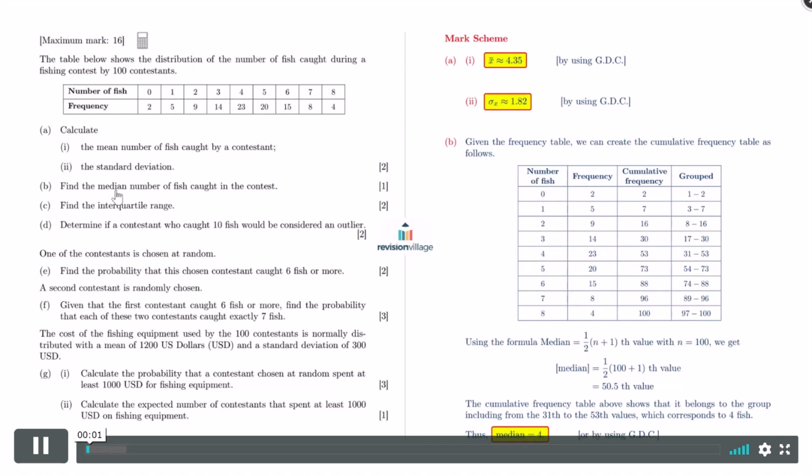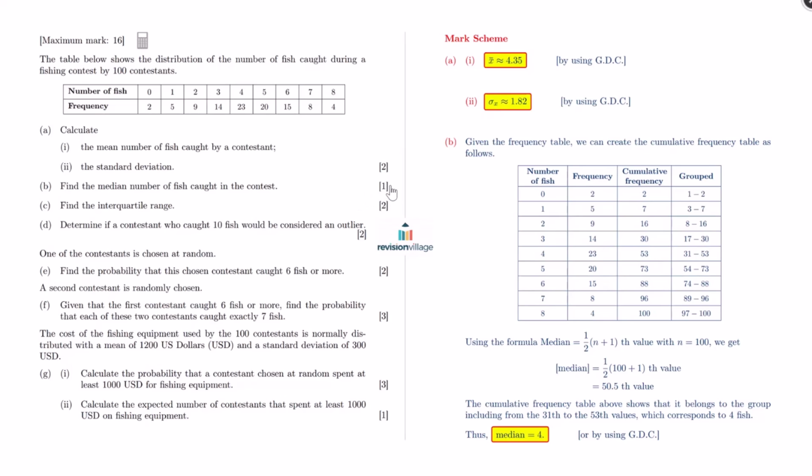Part B asks to find the median number of fish caught in the contest. Now notice here that this question part is only worth 1 mark. If it's only worth 1 mark, it's usually a bit of a signal that this can be found fairly easily and fairly quickly. And even though I look like I have a lot of working here, you can actually find it from the calculator stat calculation that we performed back in part A straight away.